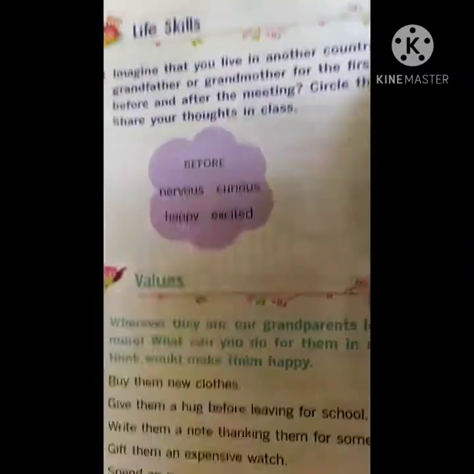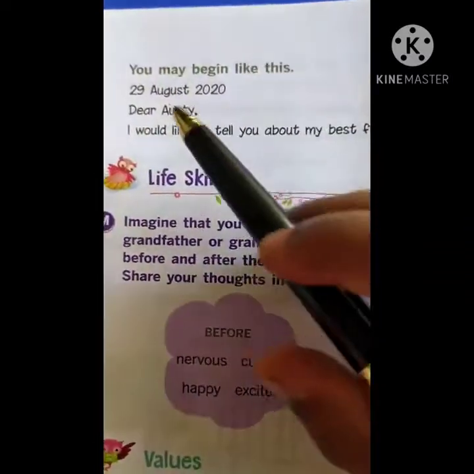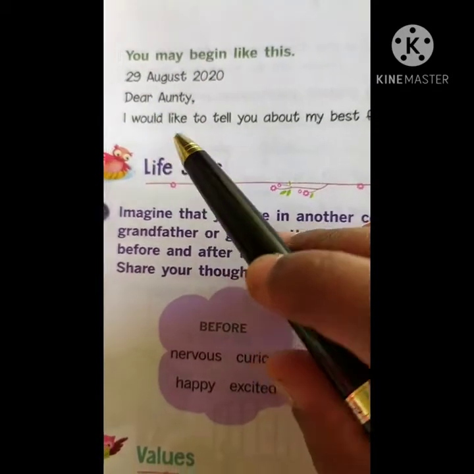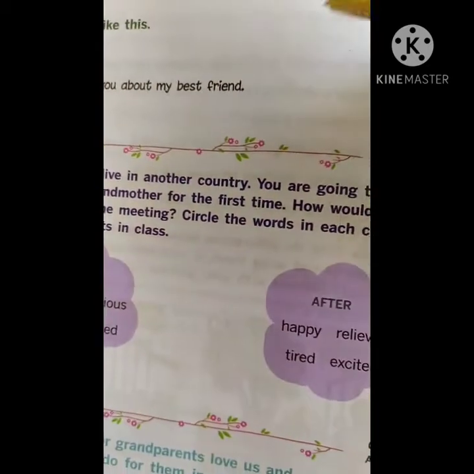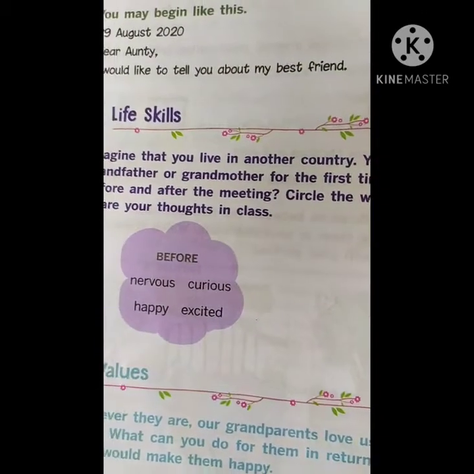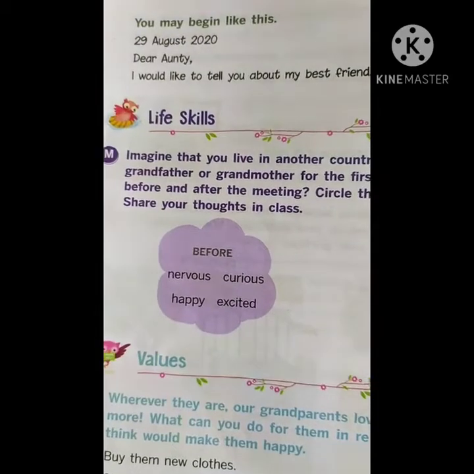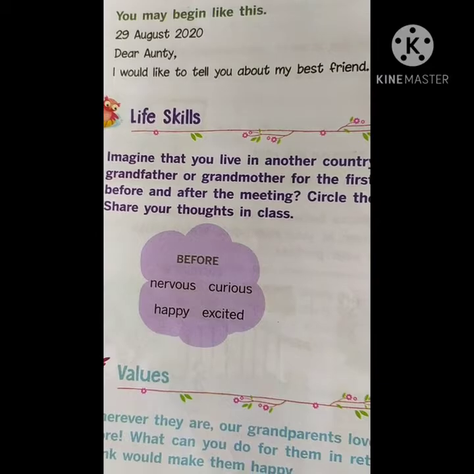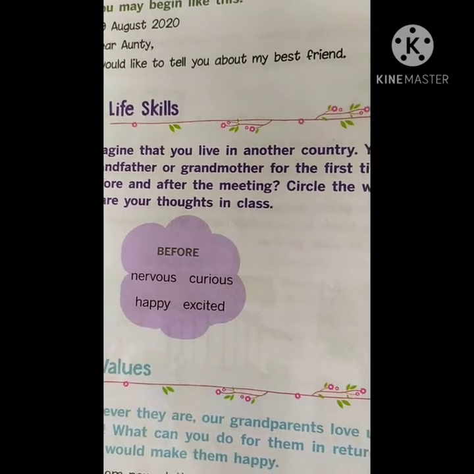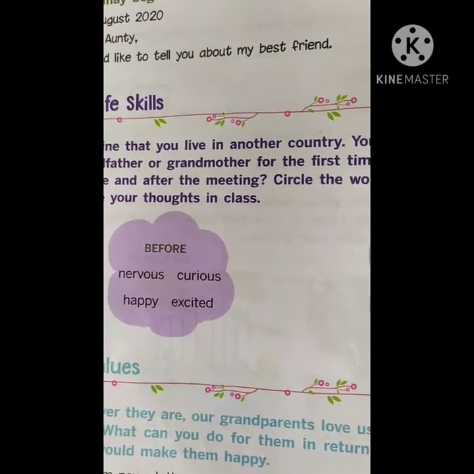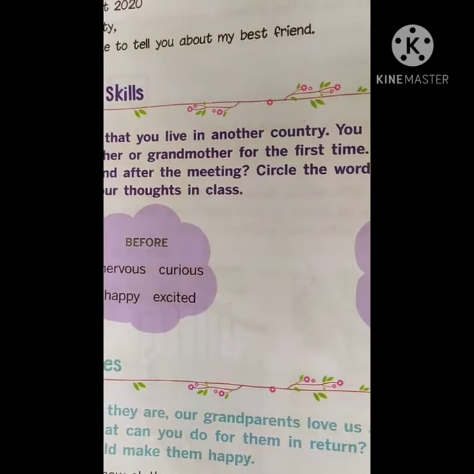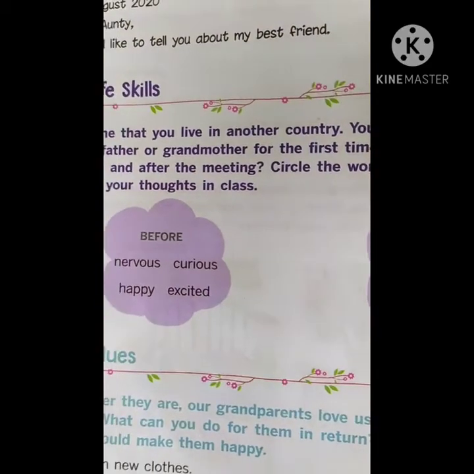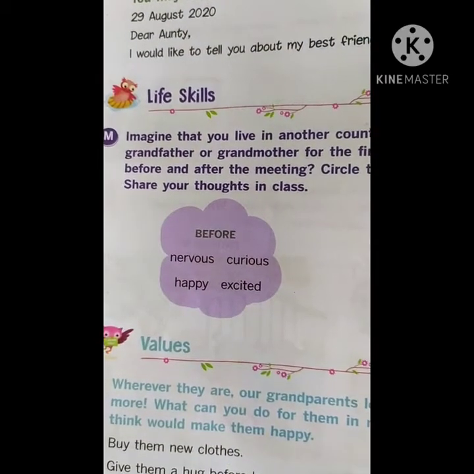Page number 36. Okay children, here you may begin like this. 29 August 2020. Dear auntie, I would like to tell you about my best friend. We became friends in the shopping mall or anywhere, and tell the incidents to your aunt. So how you became friends, what he or she is good at, and whether he or she likes sports or not. What is the conversation between you and your friend, that you can write. Okay children, please write proper sentences.